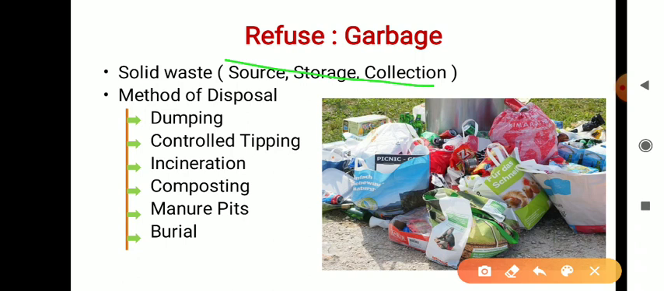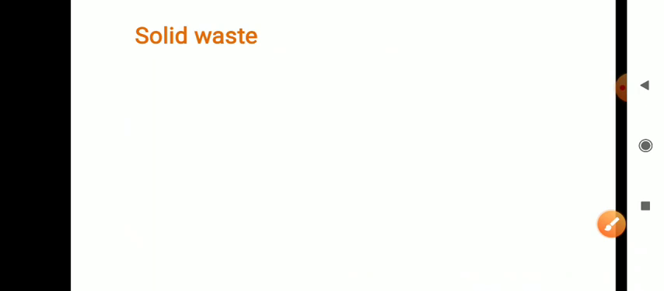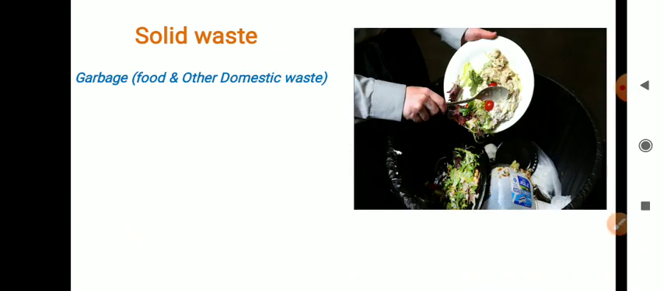In the next slide we will see the definition of solid waste. Solid waste is garbage, or anything that is produced by the home, the domestic waste. That can be food scraps or any paper material. These are all garbage.